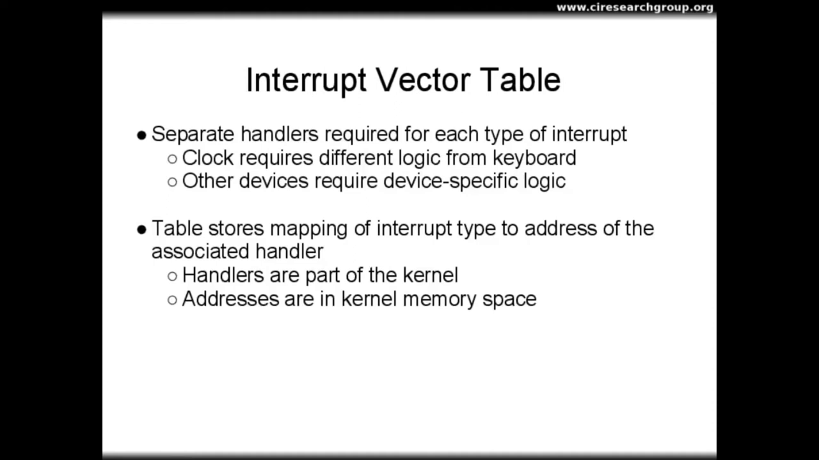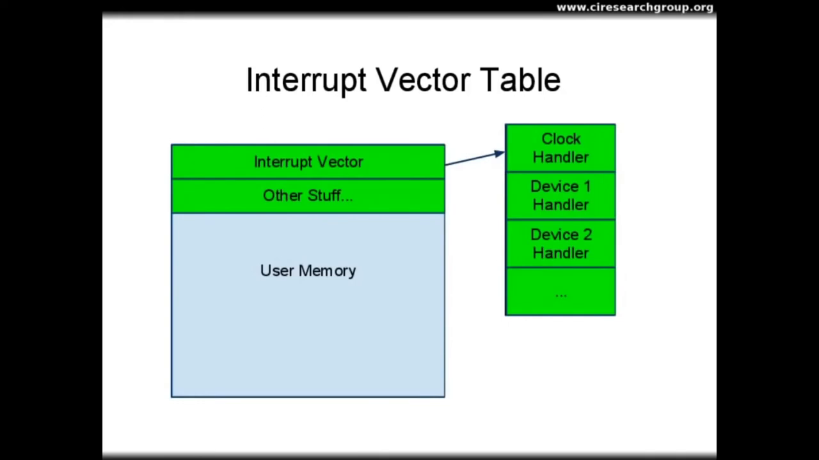And in our monolithic kernel case, the handlers are actually part of the kernel and are mapped into kernel memory space. The interrupt vector table consists of a list of each of these addresses for kernel handlers, and conceptually is mapped into both kernel memory and user memory so that it can be accessed quickly. And historically, these started at address 0. However, the mappings are different depending on the architecture.